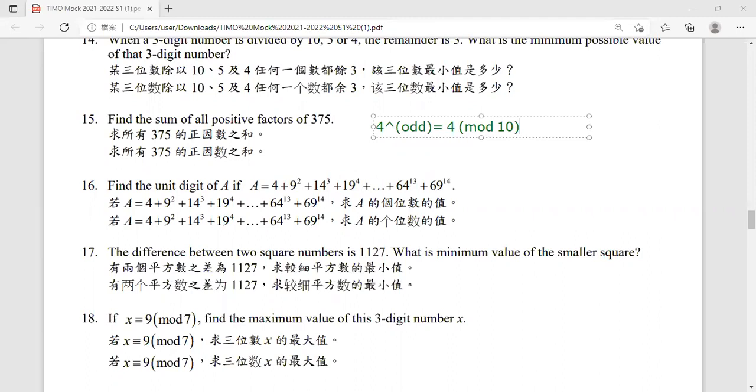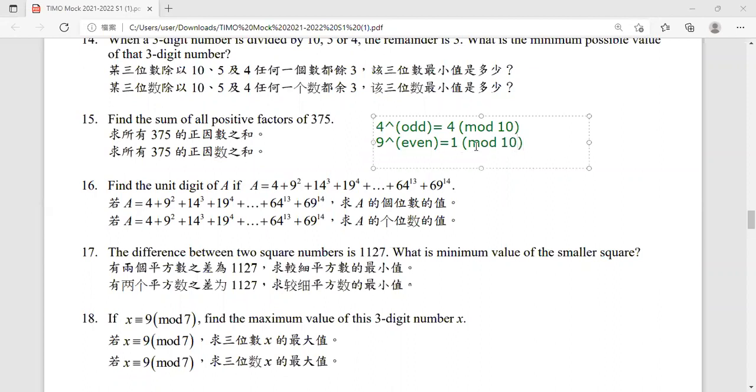So all odd powers of 4 have the unit digit of 4. Now the second number, 9. 9 to the power of even. You'll find all the 9's have an even power. So 9 times 9 is 81, and 81 times 9 is 729, ending in 9. So 9 to the power of even will end in 1.